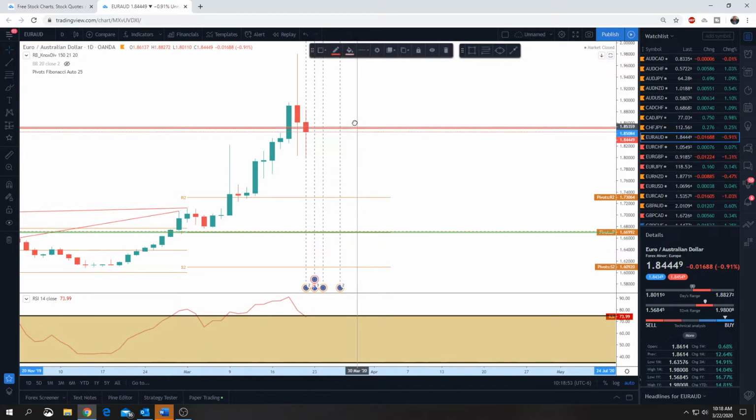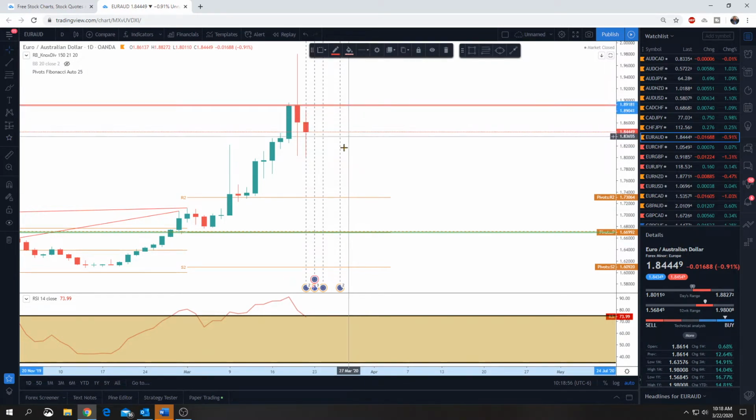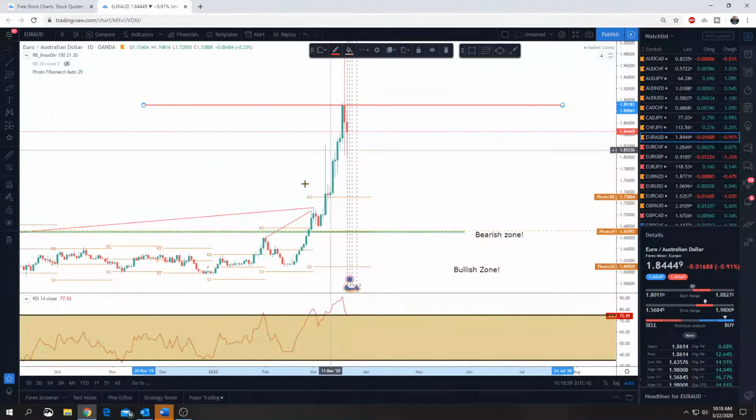So right here is an obvious spot for our bearish.